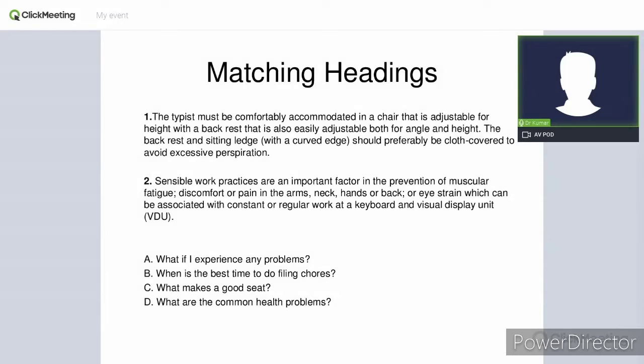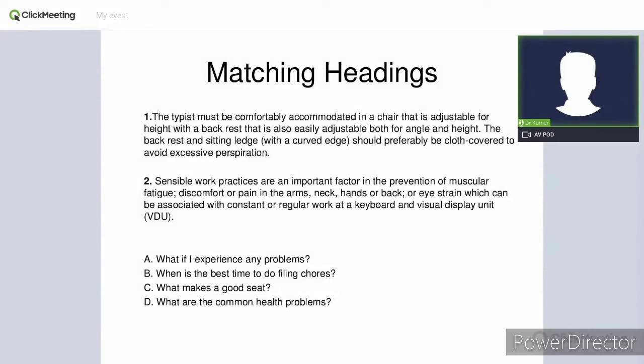Sensible work, important factor, prevention of muscular fatigue, discomfort, arms, neck, hands, eye strain associated with keyboard, visual display, something. Here I get to know that this paragraph is emphasizing or explaining something related to some medical condition. That's all I know. I don't know anything more than that. Okay, that's fine. Let's go through the questions.